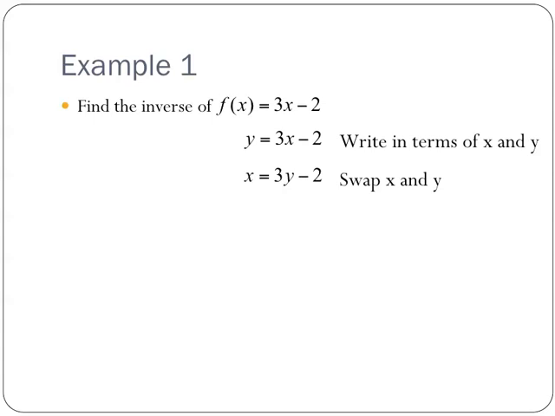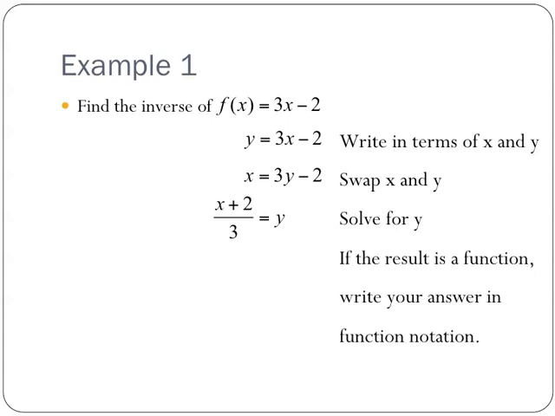And now we solve for y. Get y by itself. So add 2, divide by 3. We have x plus 2 over 3 equals y. Last step, if the result is a function, then write your answer in function notation. So y equals (x plus 2) over 3, is that a function? Now the quick way to determine whether or not it's a function is: is there any value of x for which I can plug in and get 2 different values for y? Not in this case, so we can write this as f inverse of x equals (x plus 2) over 3.